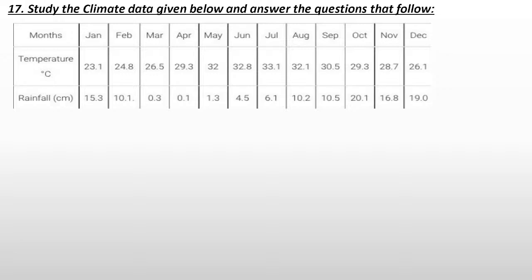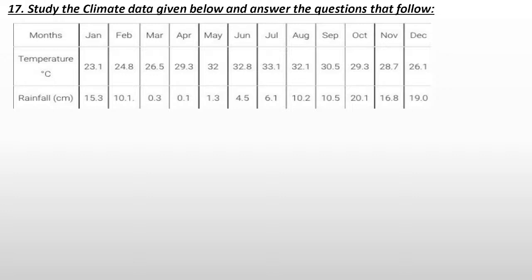The temperatures have been given. It is 23.1 in January, 24.8 in February, 26.5 in March, 29.3 in April, 32 in May, 32.8 in June, 33.1 in July, 32.1 in August, 30.5 in September, 29.3 in October, 28.7 in November, and 26.1 in December.